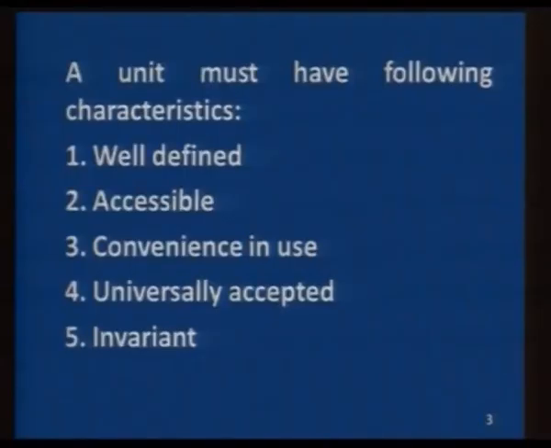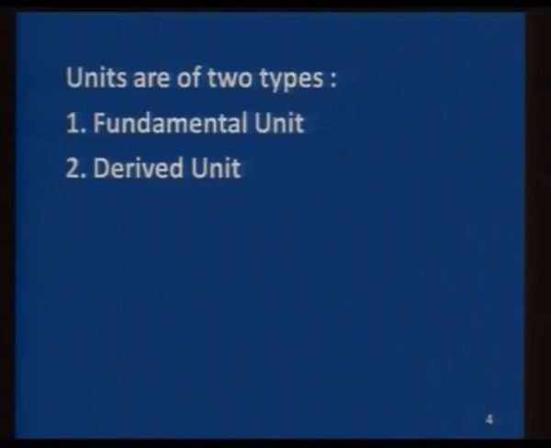A unit must have some important characteristics: it should be well defined, accessible, convenient in use, universally accepted, and it should be invariant. Invariant means it should not change by changing the place, the conditions or the regions. Units are of two types. One is the fundamental unit and the other is the derived unit.